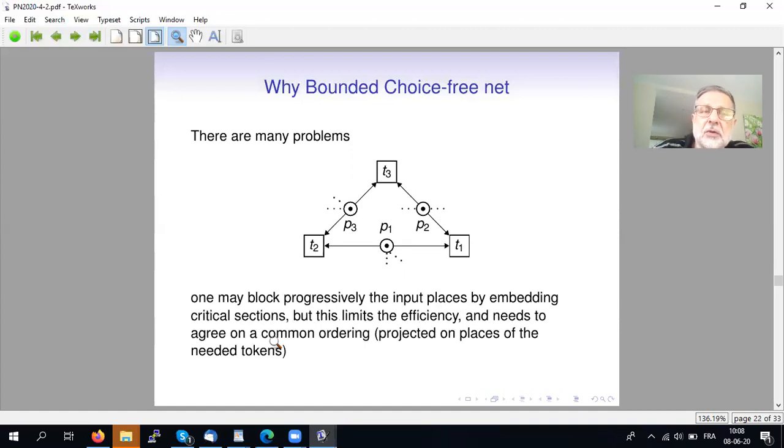A better solution is to block progressively all the input places of the transition by embedding the critical sections in one another. But this limits the efficiency again, and more than that, it is necessary in that case to follow some order between the places, again to avoid the creation of artificial deadlocks. That means that the transitions must first agree on a global order, which is, again, not exactly what I would call a distributed solution.